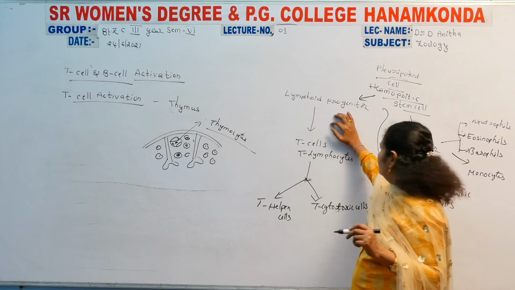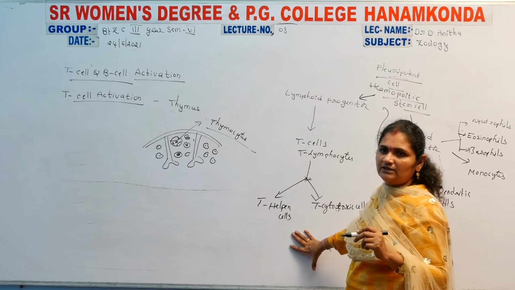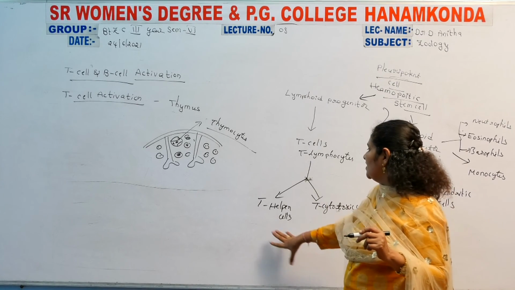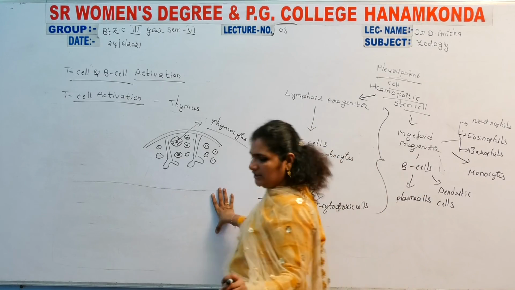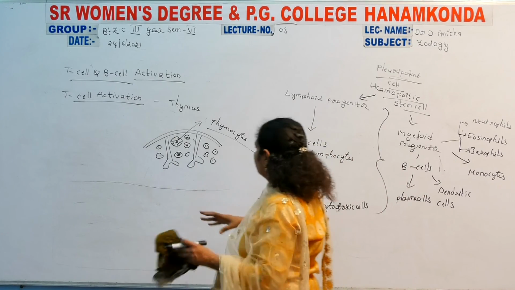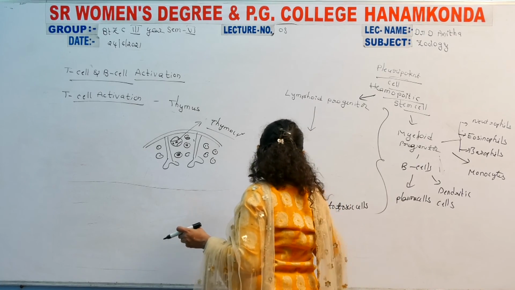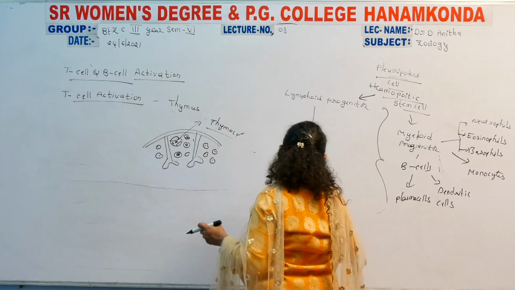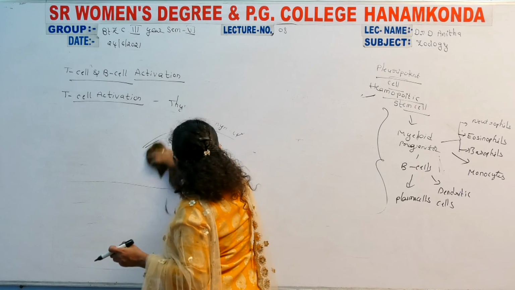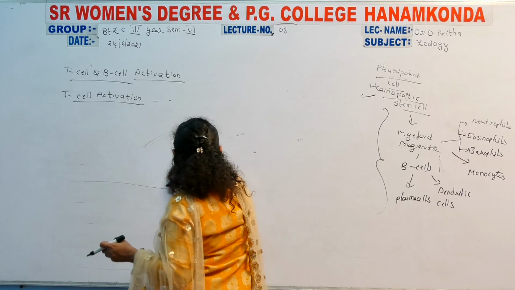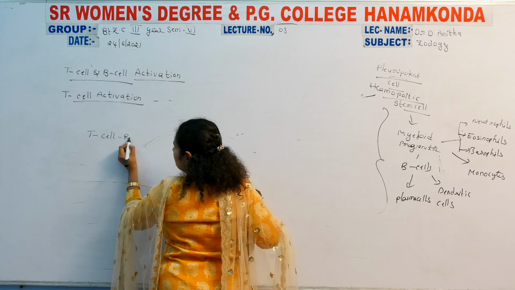But from the lymphoid progenitor come the T cells, T lymphocytes, and finally they are further differentiated into T helper cells and T cytotoxic cells. These are mainly important at the time of T cell activation. Why? Because for the development of T cell activation, the T helper cell and T cytotoxic cell are going to be bonded with a receptor. It is called the T cell receptor.